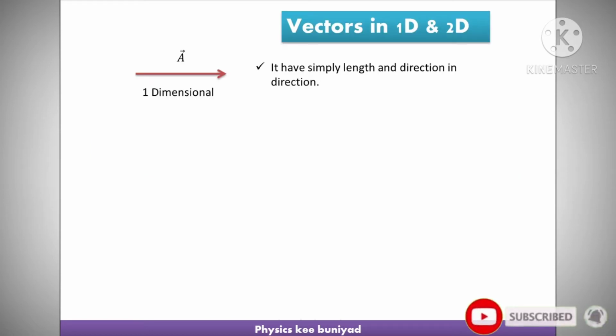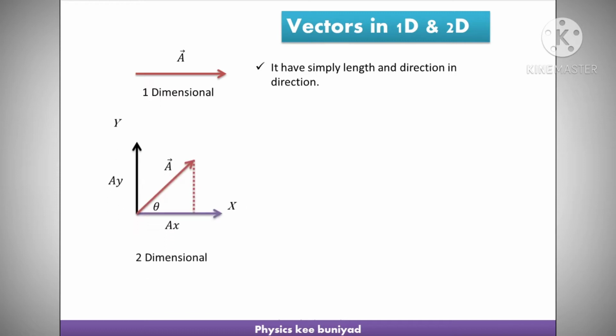So first of all, I will introduce how you represent a vector in 1D and 2D. 1D means one dimensional, 2D means two dimensional. Simply, a vector can be represented in a single straight line which has some specific magnitude and some direction. So here the figure represents a vector A which has some length and which is directed from left to right, meaning it also has some direction. This is the basic representation of a vector in 1D.